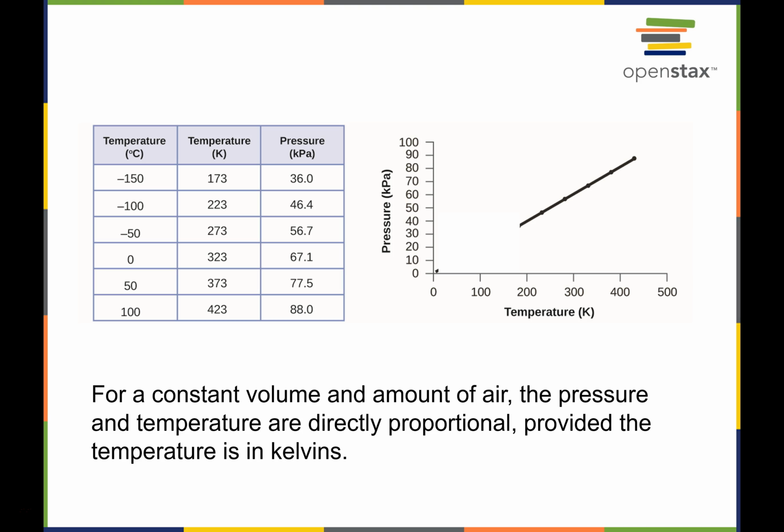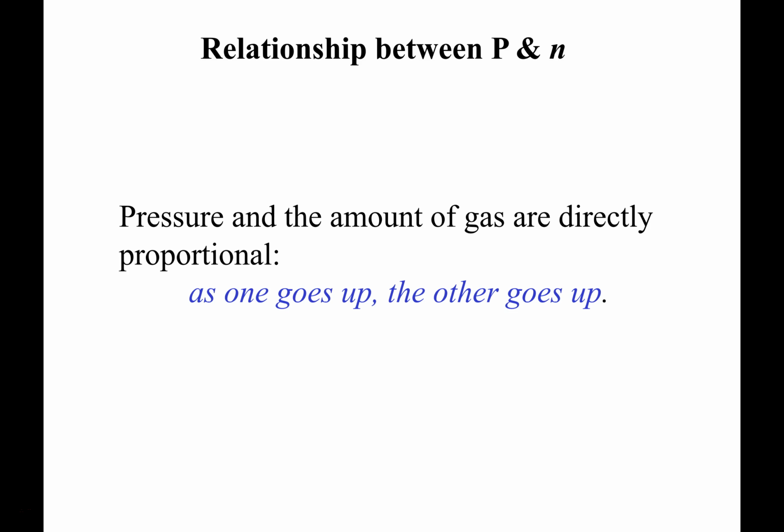What is 0 Kelvin? Absolute 0, yeah. So if we extrapolate that data backwards, what pressure does a gas have at absolute zero? It has zero pressure. It's just bizarre. Absolute zero is a bizarre place to go. Okay, so that was pressure and temperature.